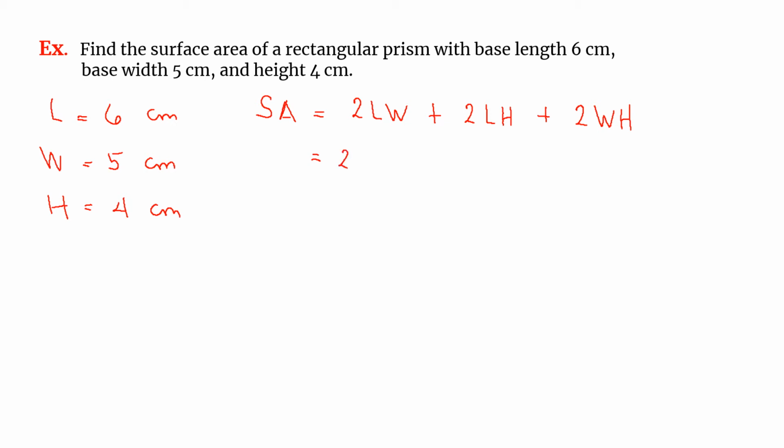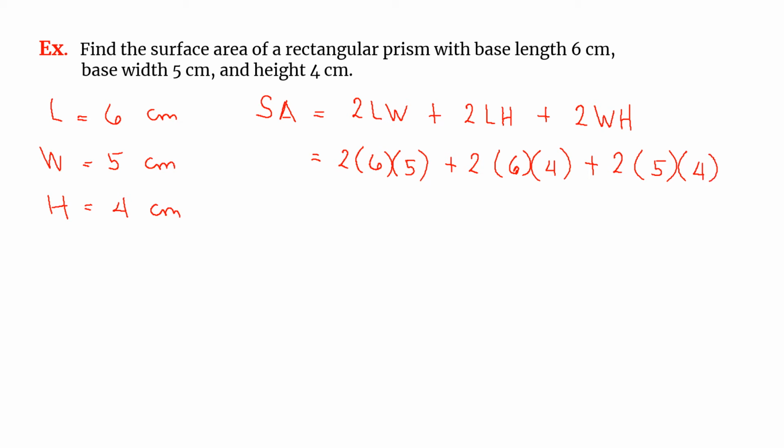So, copy 2. And then, so happen that L is 6. So, replace it with 6. And W here is 5. Okay? Then, plus 2, of course. And L is 6. And then, H, what is H? 4. And then, plus 2, what is W? It's 5. And then, H is 4.